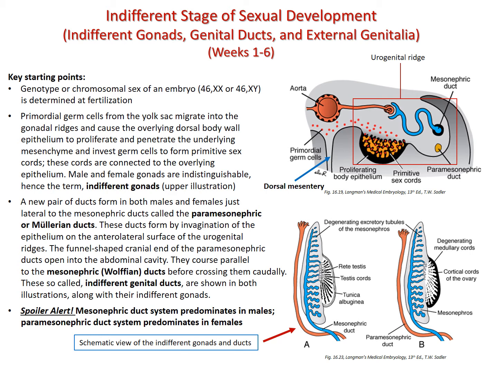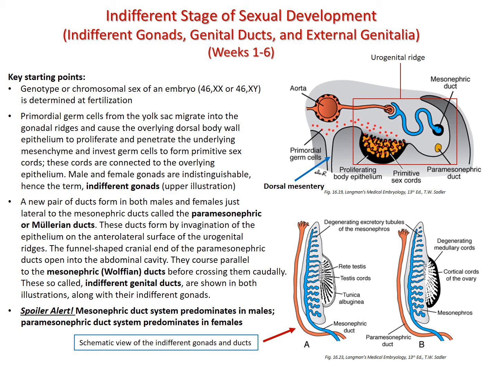While these events are occurring, a new pair of ducts form in both males and females just lateral to the mesonephric ducts, called the paramesonephric or Mullerian ducts. Since these are similar to both sexes, we refer to them as indifferent genital ducts, as seen in both illustrations.